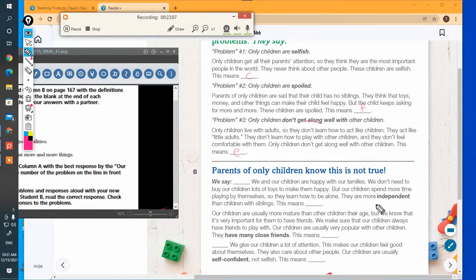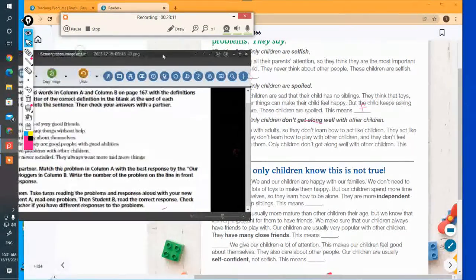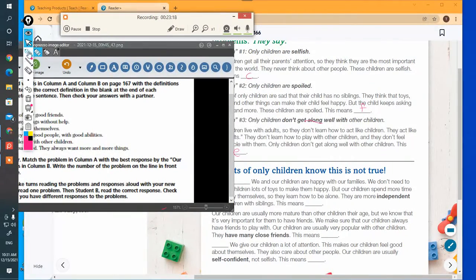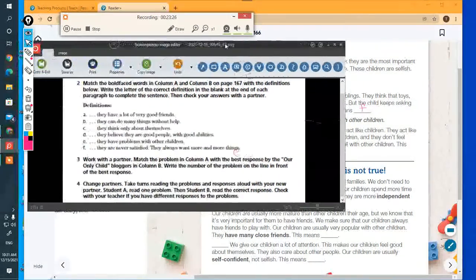And what about they're more independent? They're more independent is B. They can do many things without help. And they have many close friends. We want A. They have a lot of very good friends.